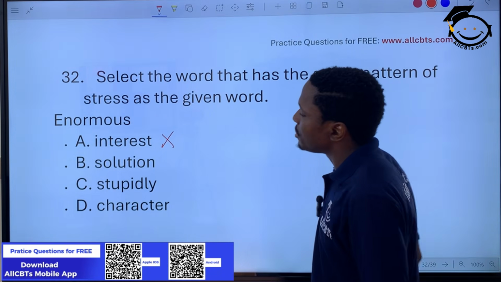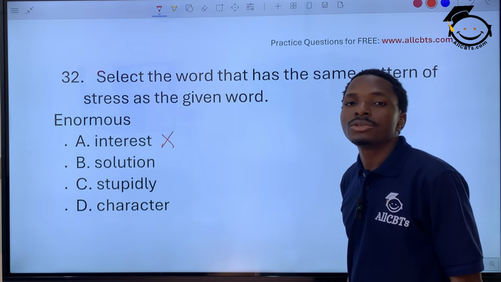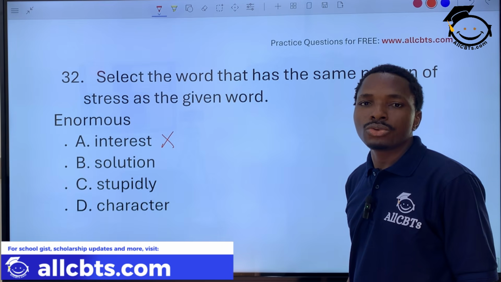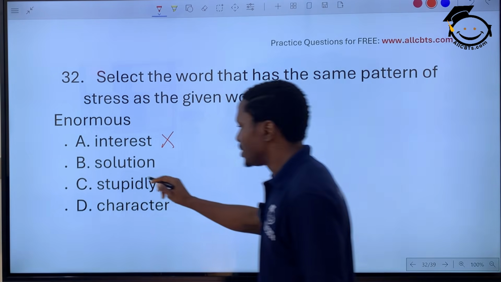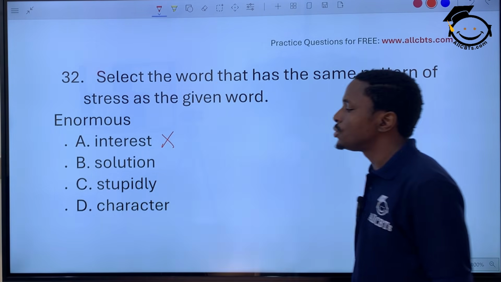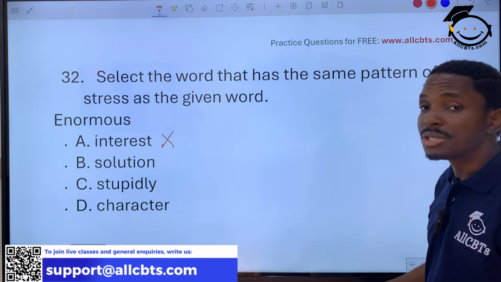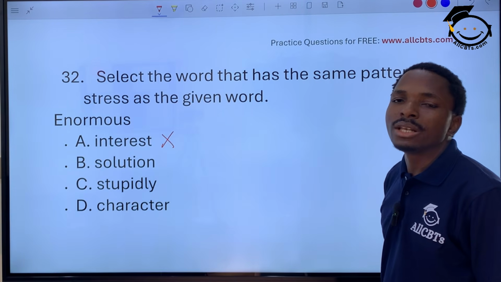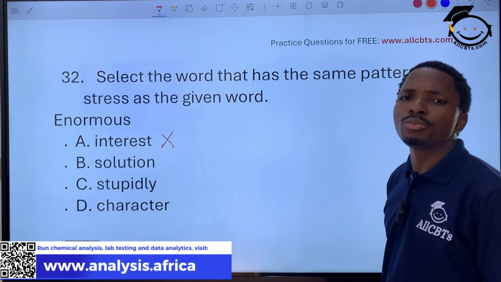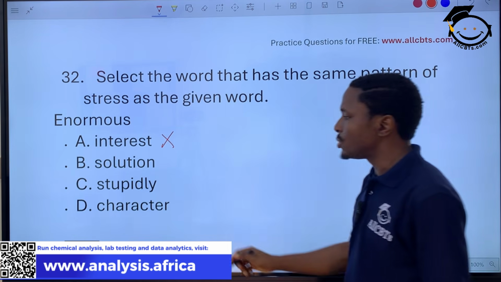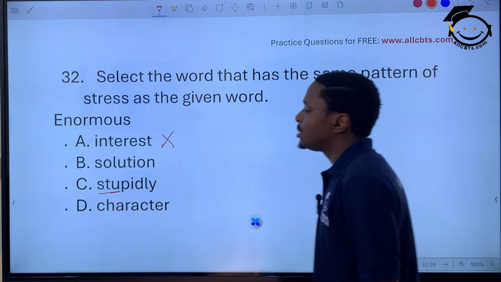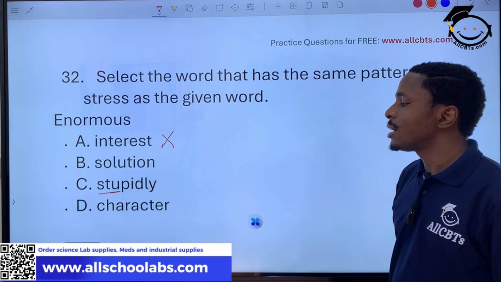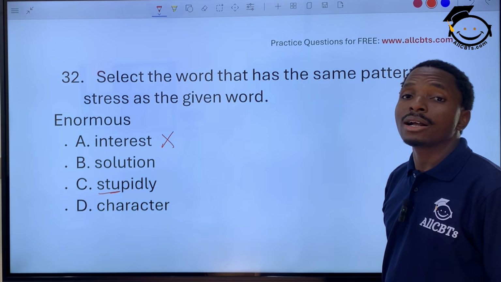Now let's see other ones. Solution. Solution, or solution. So the second one. Okay? Stupidly and character. Also three syllables, we can retain them. Let's see. Stupidly. The stress is on stu, on the first. Then character, let's see.